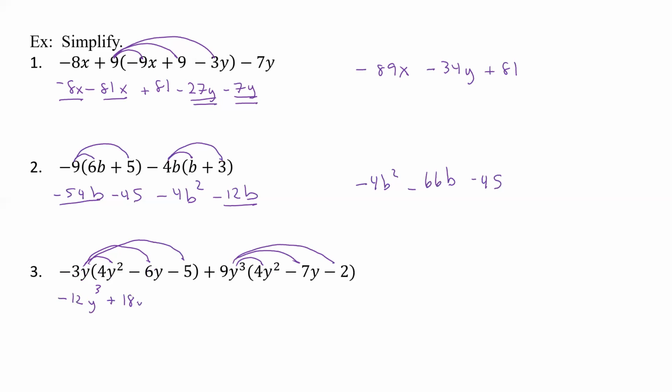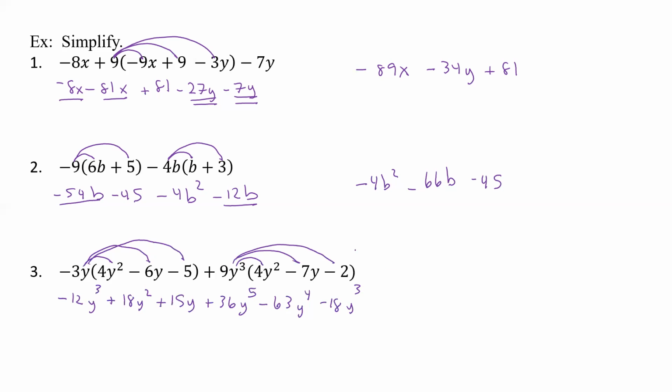Y times y is y squared. Here we have a negative 3 times a negative 5, so it's going to be plus 15. And then we have a y. Now here, we've got a 9 times 4, so that's a plus 36. Y cubed times y squared is y to the 5th. Now we have 9 times a negative 7, so that's a negative 63y to the 4th. And here we have 9 times a negative 2, so it's a negative 18, and then we have y cubed.